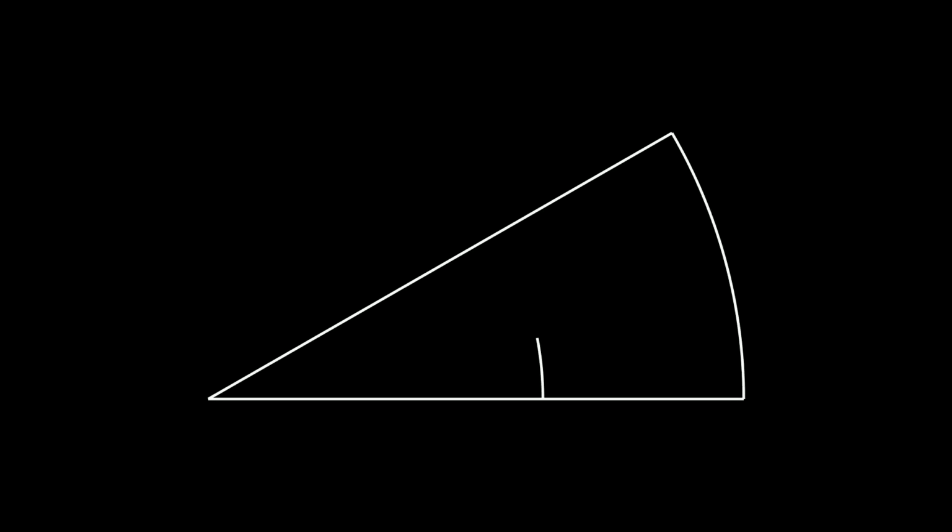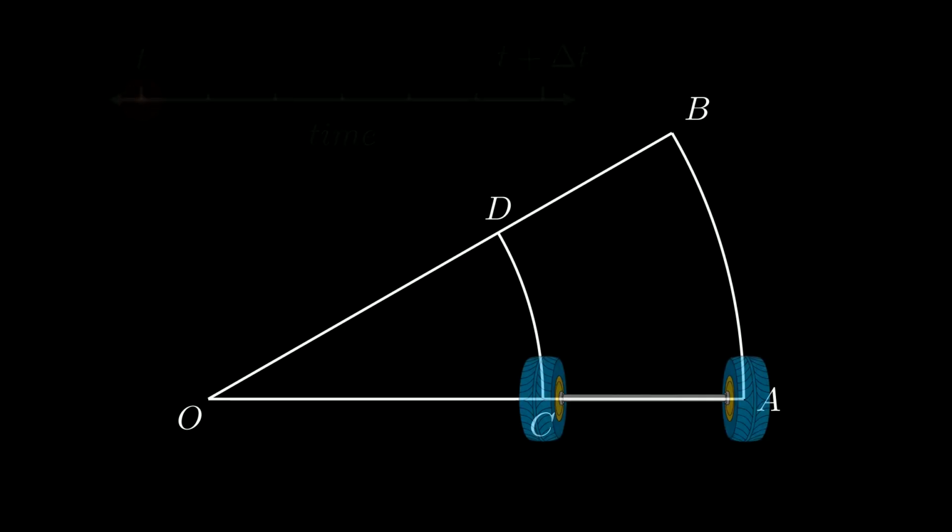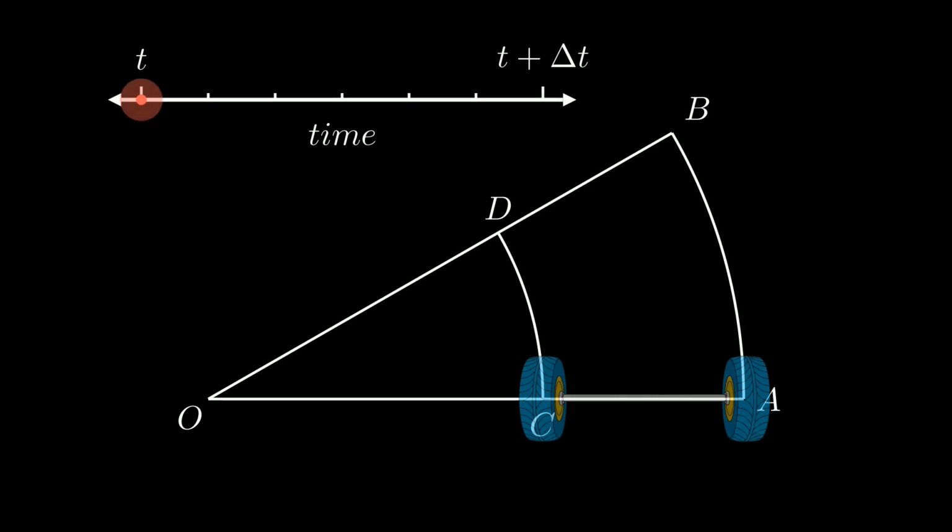Finally, how does the robot actually move? It uses a classic method called a differential drive. To understand how it works, imagine a robot turning over a tiny slice of time. Its two wheels trace out concentric arcs.